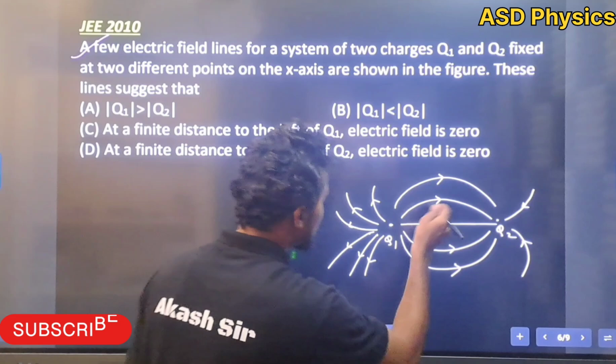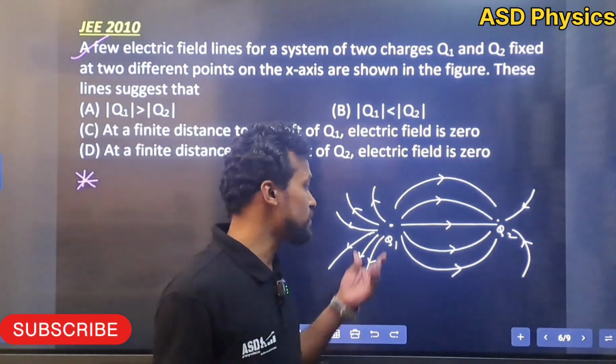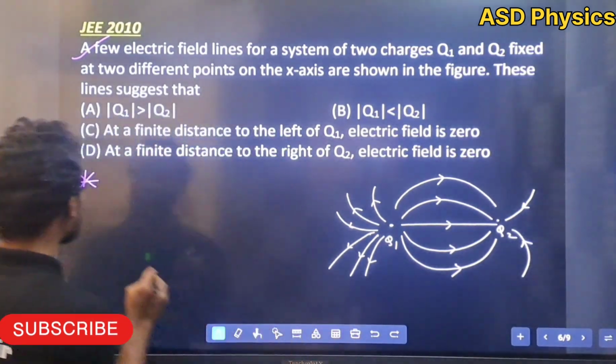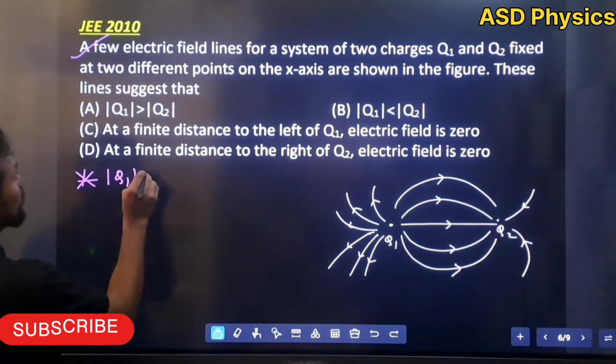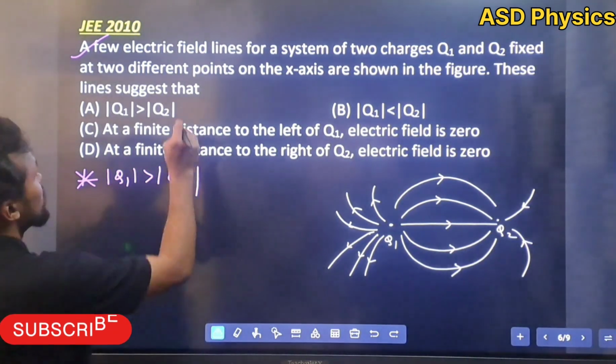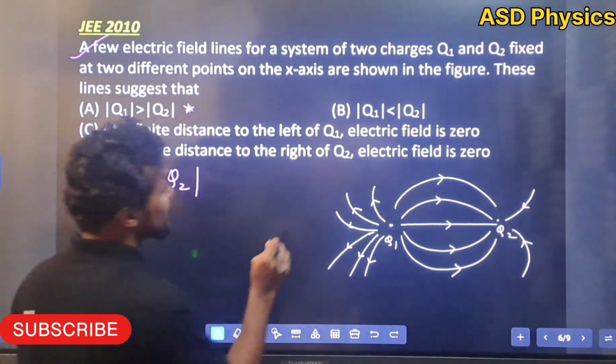Okay, so if you see this diagram here, students, the first point: due to which charge are the electric field lines more? Q1. Definitely, if we see the magnitude, the magnitude of Q1 will be greater than the magnitude of Q2 here. That means option A is looking correct, but we have to see options C and D also, students.